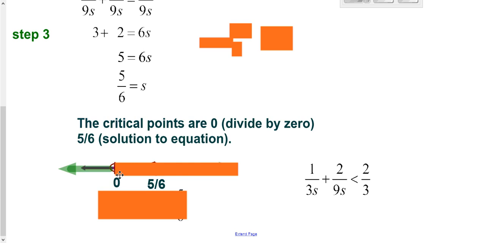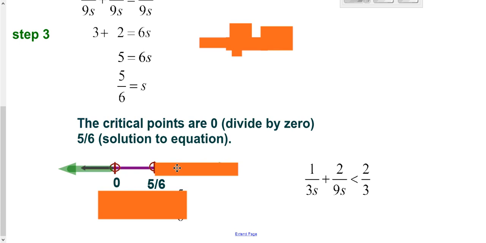I'm going to try a number in between, like 1/3. Okay? 1/3 times 3 is 1. 1 over 1 is 1. Plus, plug in a third here, I get 9 times 1/3, which is 3. So I get 2/3. So I get 1 plus 2/3, obviously not less than 2/3. So I tried a number in between. It didn't work, so I'm not going to shade there.